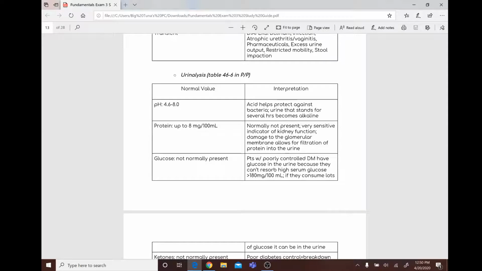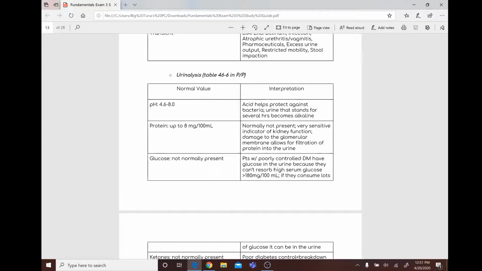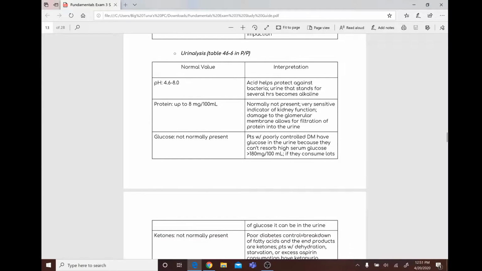Alright, on a urinalysis, what's the normal pH? 4.6 to 8. What's the normal value of protein in urinalysis? Up to 8 milligrams per 100 mL. What's the normal value of glucose in urinalysis? Not normally present.